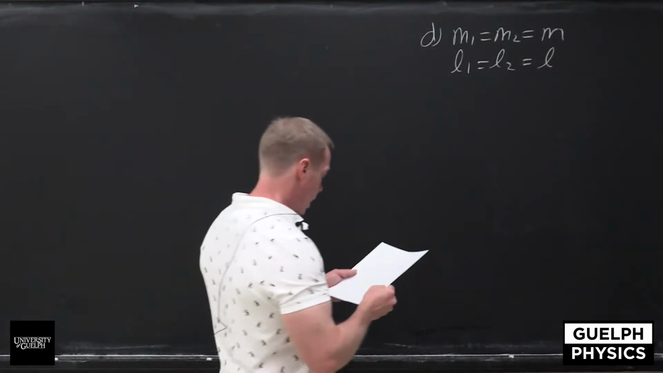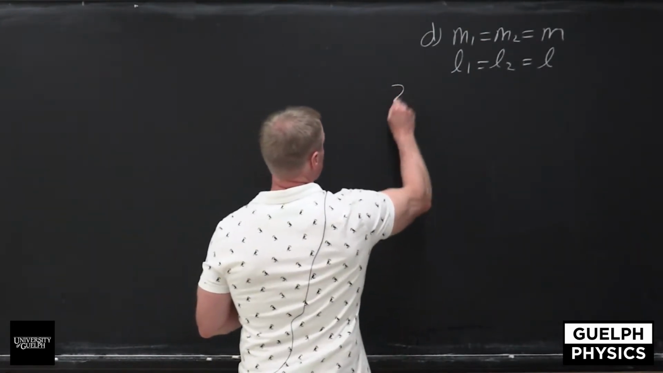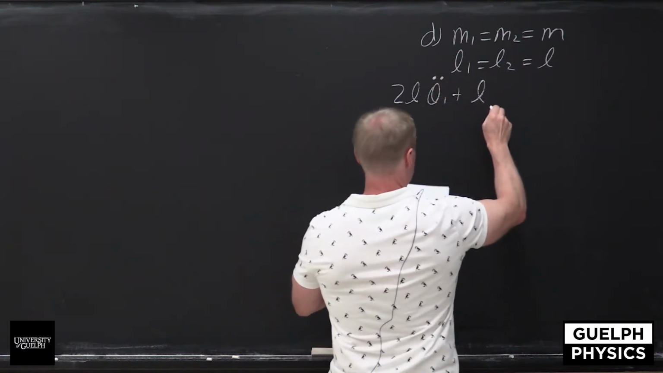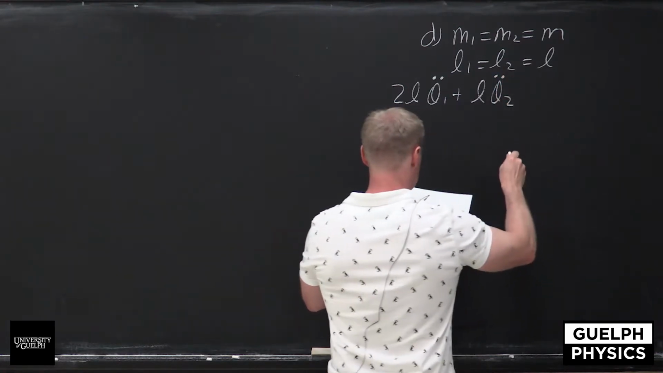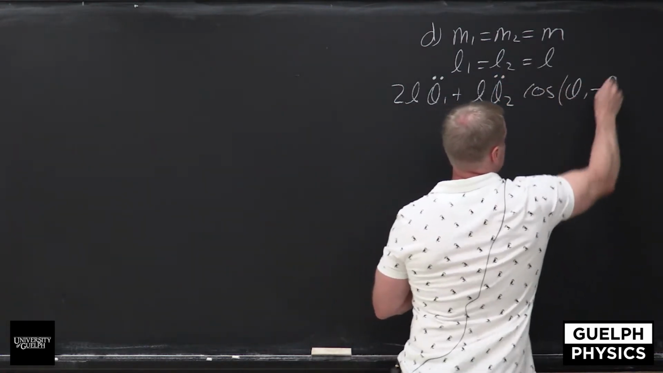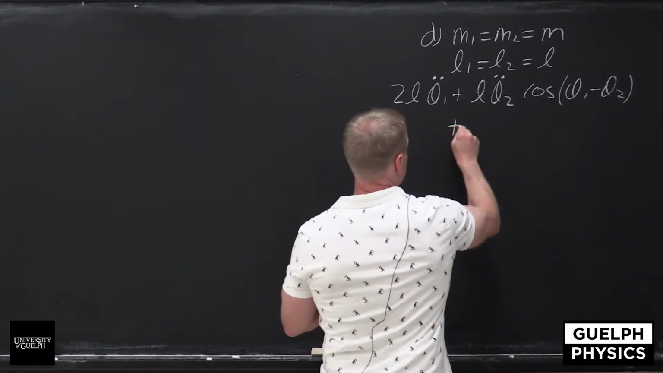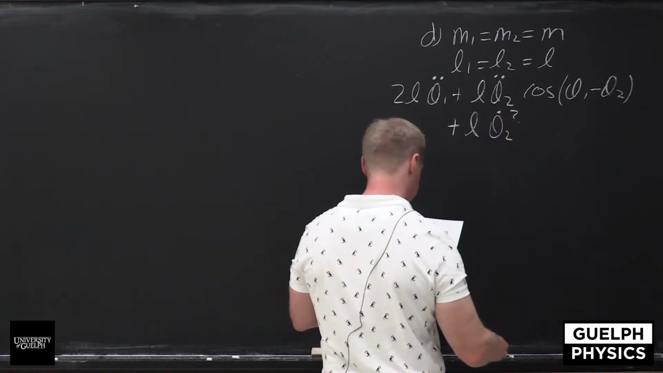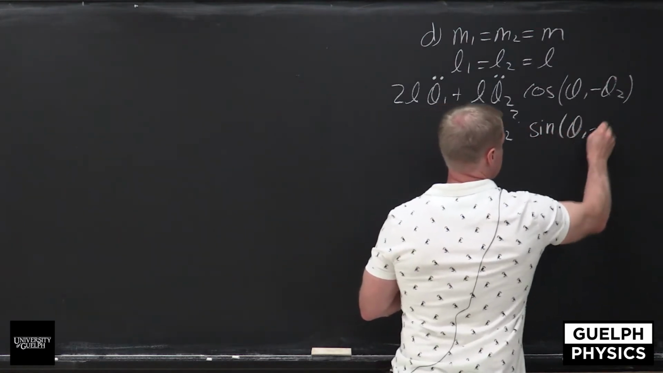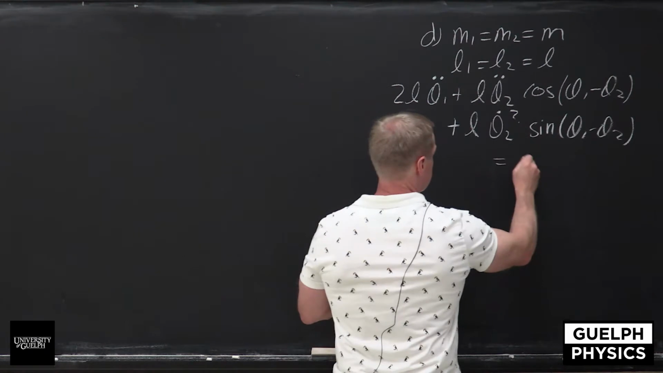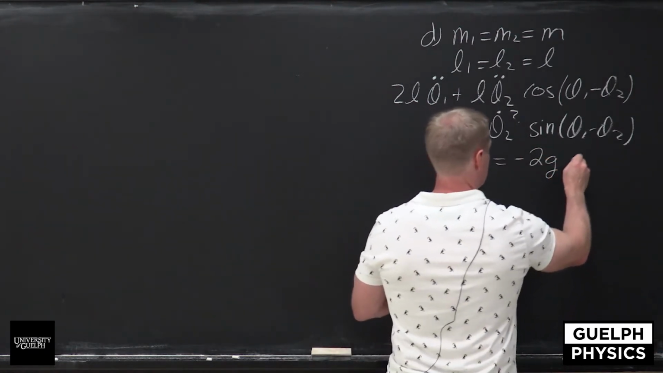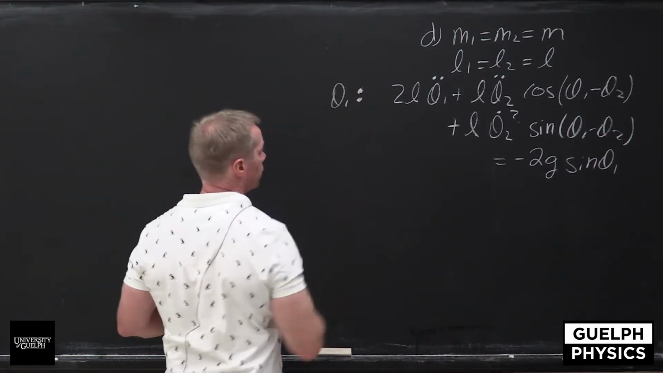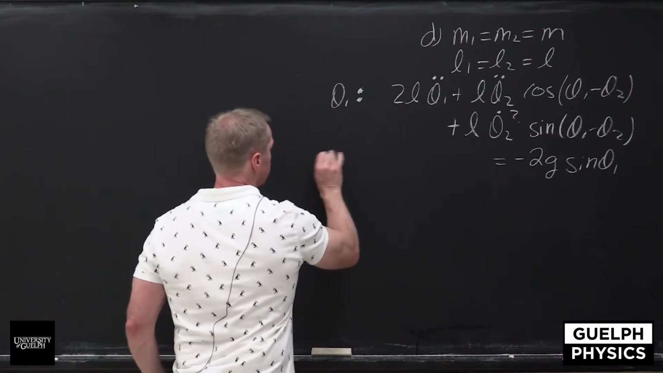And so now our two equations will reduce to 2L theta 1 double dot plus L theta 2 double dot, and we have a cosine of the difference in the angles plus an L theta 2 dot squared, sine of the difference in the angles, and that has to equal minus 2g sine theta 1. So this was for our theta 1 coordinate.